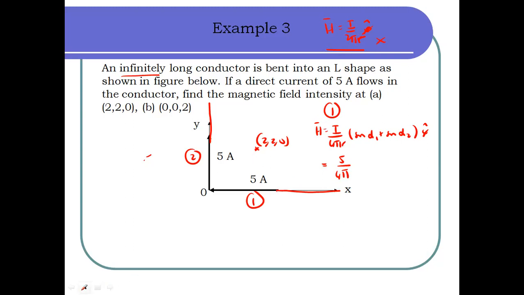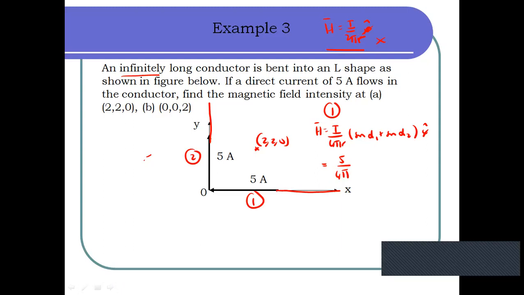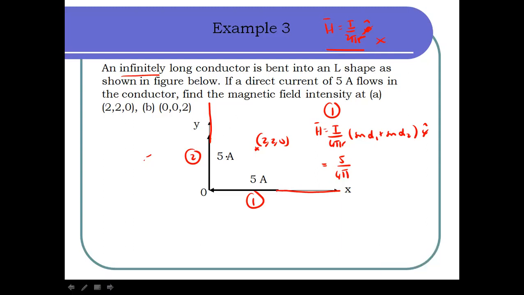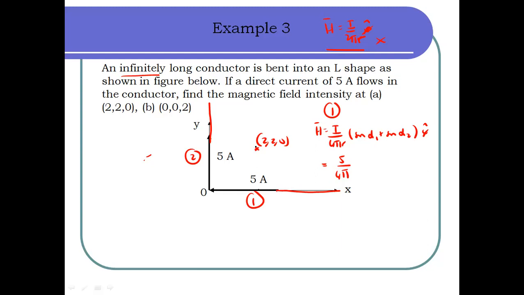From this diagram, we know that R is given by this length. That should be the R. And we know that the coordinate of this point is (2, 0), so R shall be equal to 2. So we have 2 for the R value.